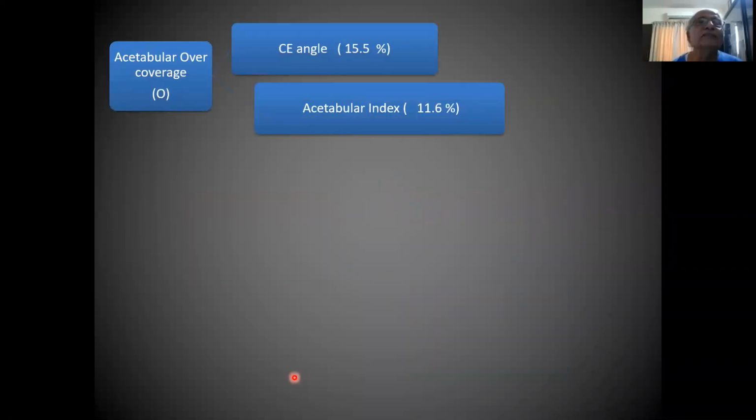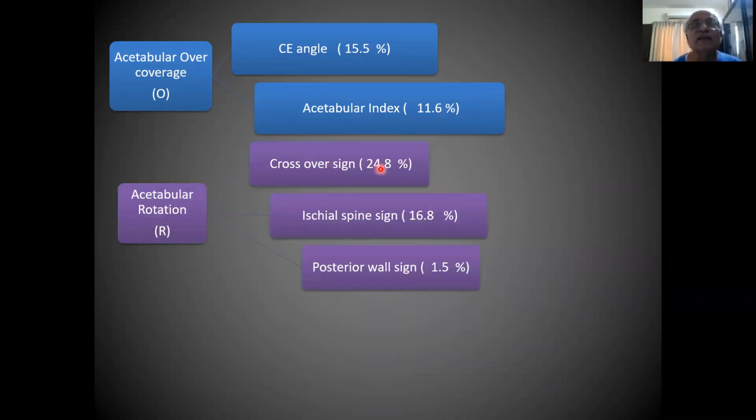Okay. And to our surprise, look at the data. Acetabular overcoverage: C angle 15%, index 11%, crossover sign 24%. So these are the people who come in between this. That's why I have changed the color here. And these are two important factors of acetabular coverage, 15% and 11%. But these are an asymptomatic population. Acetabular rotation: crossover sign, ischial spine, posterior wall sign. All indicate acetabular rotation, R.